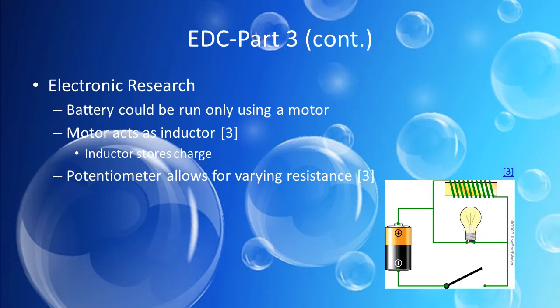We did research on the electrical components that we would use. First, we discovered that the motor could be run with only using a battery. We also discovered that it acts as an inductor, which stores charge inside the coils. This caused sparks to occur whenever we disconnected and reconnected the motor, but the sparks had low enough power that it wouldn't hurt anything, so we ignored it. We also discovered that a pedometer could be used to adjust the speed of the motor by varying the resistance. We used this information to create the electronics.